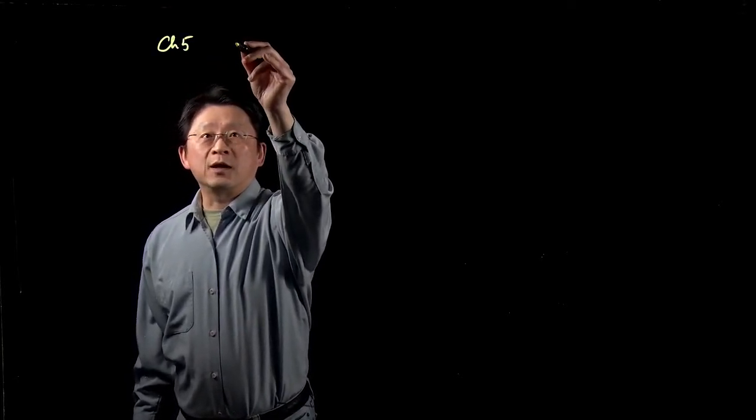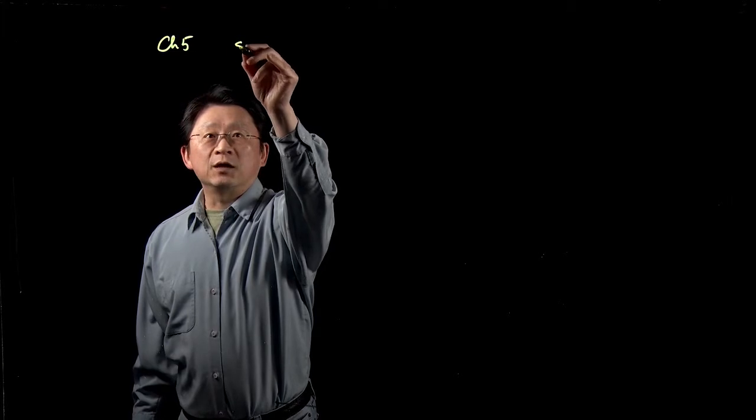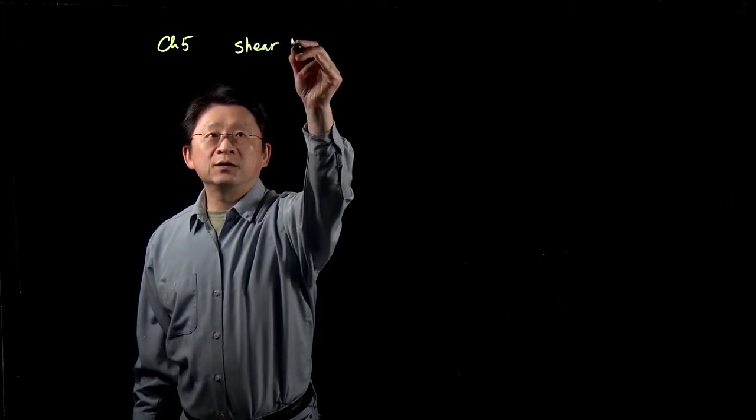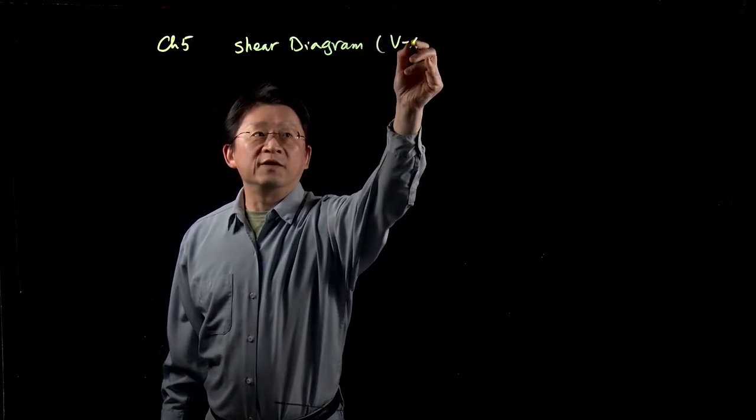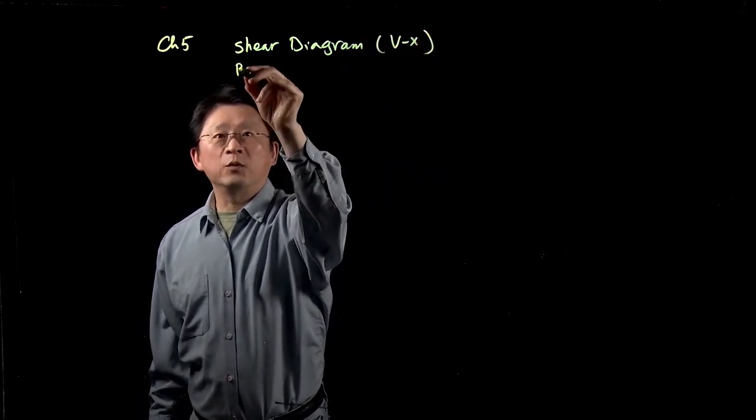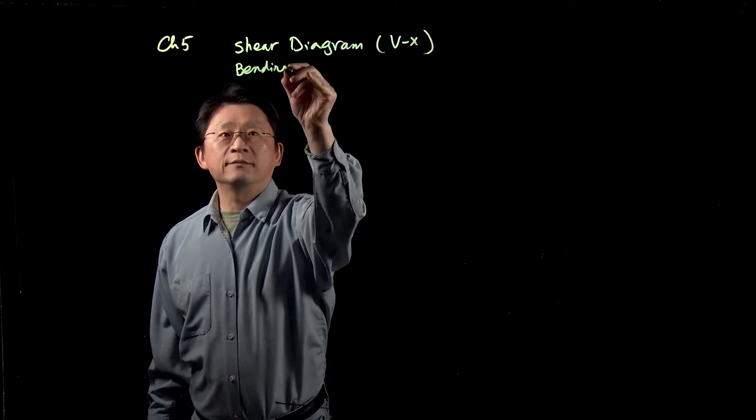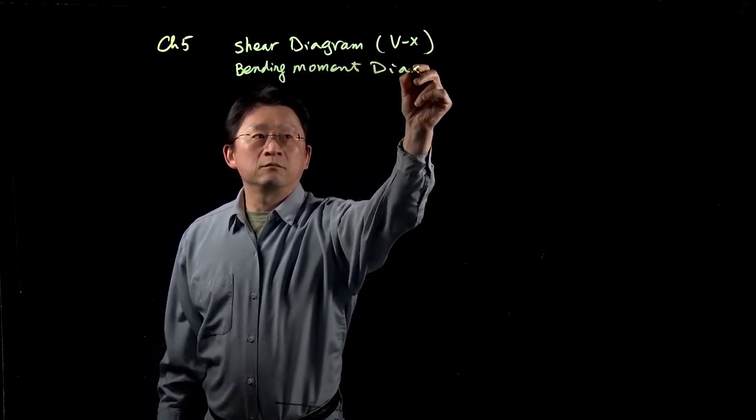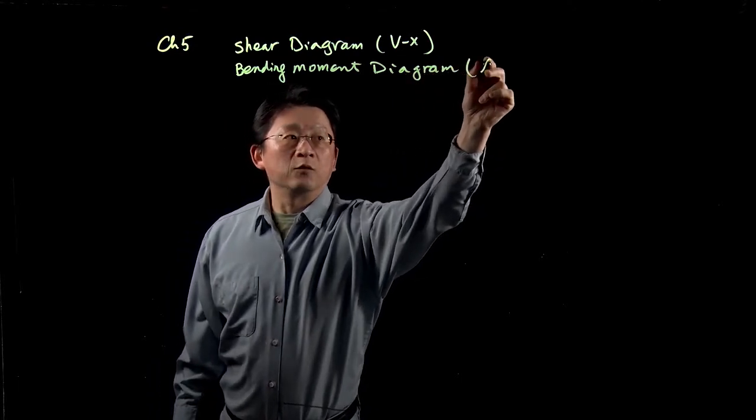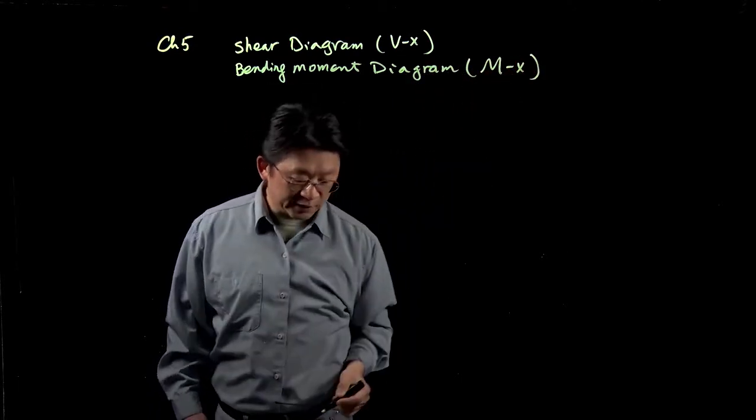Today, I want to give you a 5-minute heads up about Chapter 5. Here, we're going to learn how to draw a shear diagram, which we call the V(x) diagram, and the bending moment diagram, which we call the M(x) diagram.